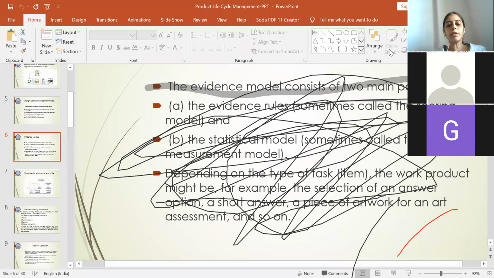So the evidence model consists of two types. One is the statistical model and the other one is the scoring model. Depending upon the type of the task which has been assigned, they will be going with either the scoring model or the statistical model. Every model cannot be oriented with the statistical. So it depends upon which product and what task. Based on the task, it will be evaluated either through the statistical or through the scoring model.